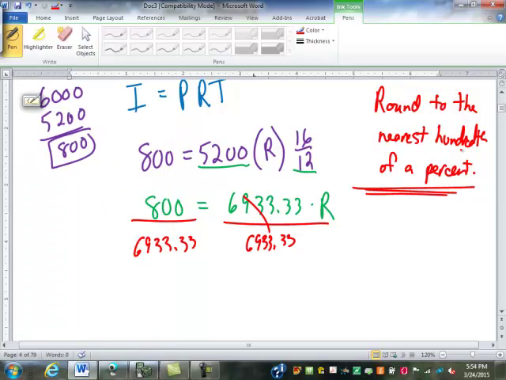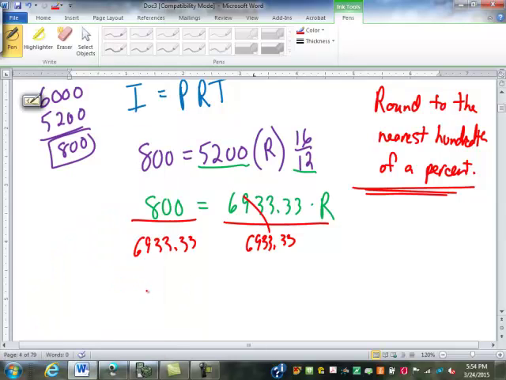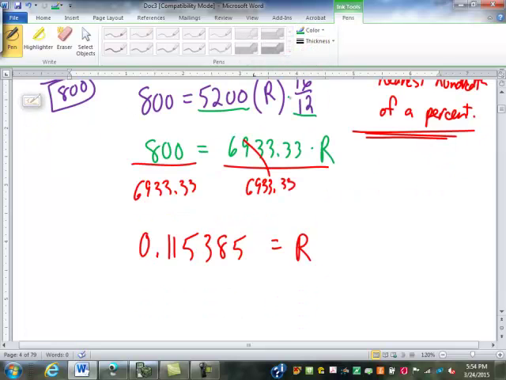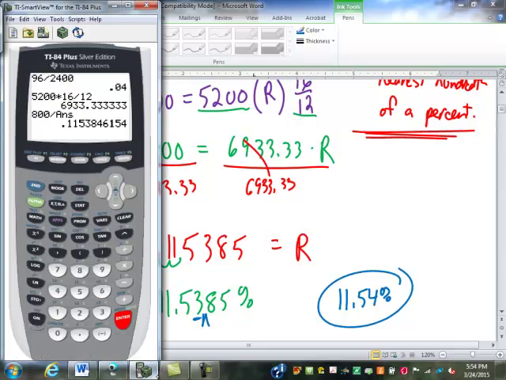So I'm going to write this whole thing down, or at least several decimal places. 0.115385 is my R. Then I'm going to move my decimal point 2 spots to make it a percent, 11.5385%. Now I'm going to round it off to the nearest hundredth, which is right here. The 8 tells me I round to 11.54. Any questions? 5.4 or 5.5? 5.4. The 3 goes up to 4.